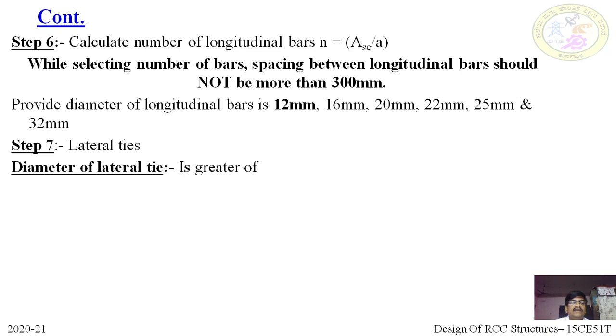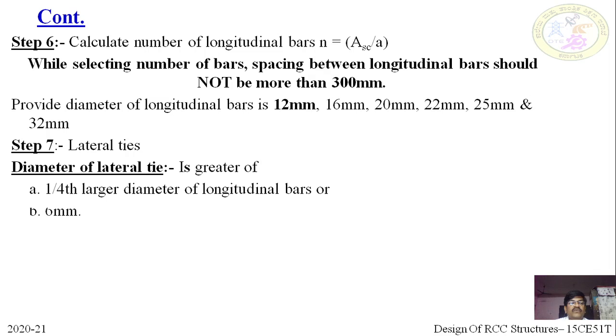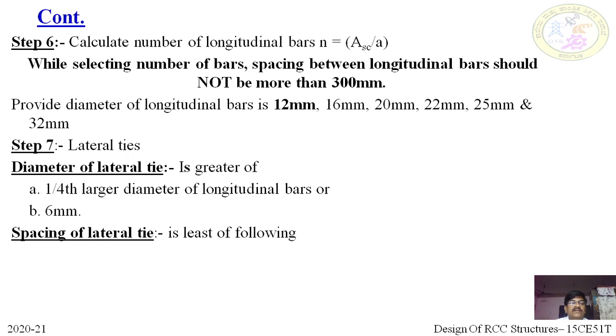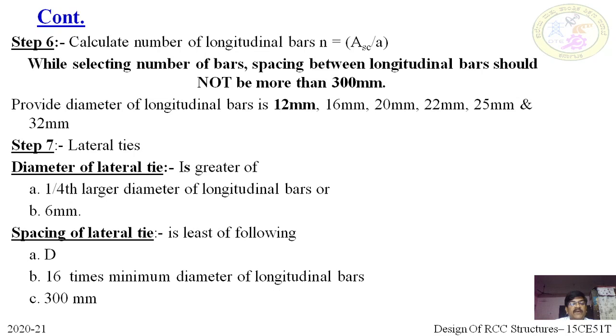Next, lateral ties. The diameter of lateral ties is the greater of two values, that is 1/4 of the largest diameter of longitudinal bars or 6 mm. Spacing of lateral ties is the least of the following: D, or 16 times the minimum diameter of longitudinal bars, or 300 mm. Diameter is the greater of 1/4 of the largest diameter or 6 mm. Spacing is the least of D, or 16 times the diameter of longitudinal bars, or 300 mm.